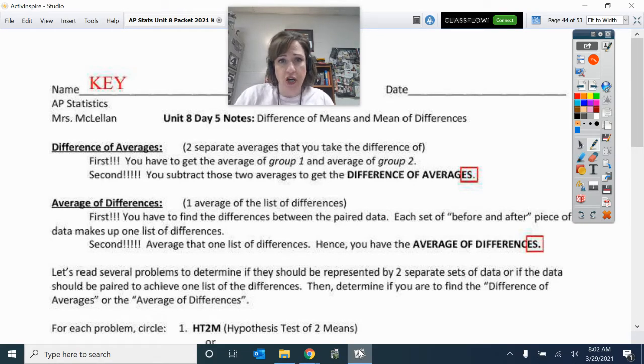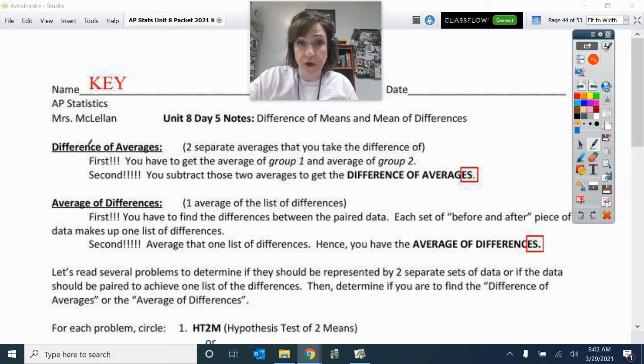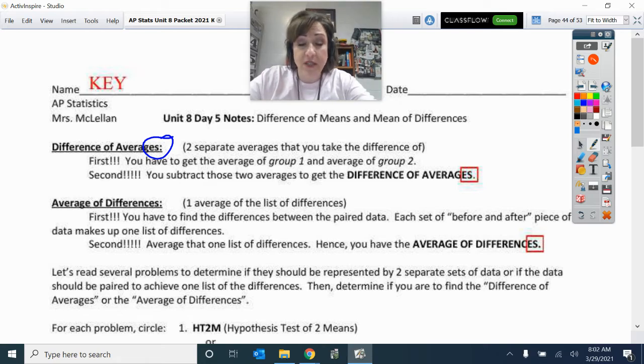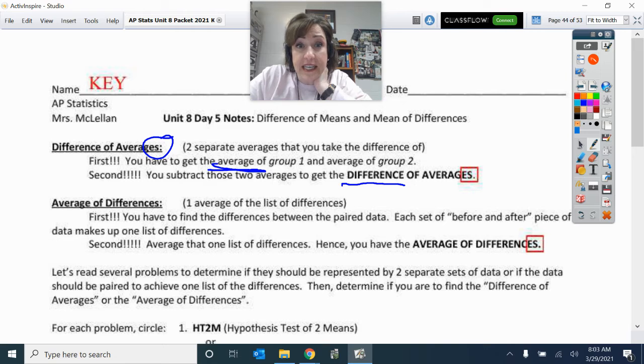Right, let's put together our two independent means and our paired data, and let's talk about the language and the wording that we use to describe those things and those results. First of all, these are two different phrases that sound very similar: the difference of averages. Hone in on the fact that here I have two separate averages, and I'm talking about taking the difference between those. So first you get the averages, and then you find the difference between them and see if there is a significant difference between those two averages.